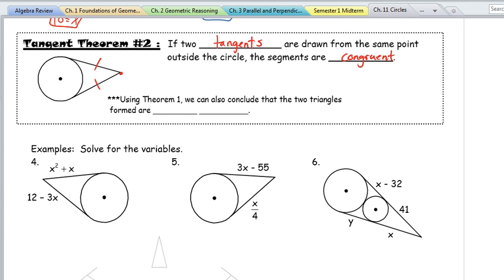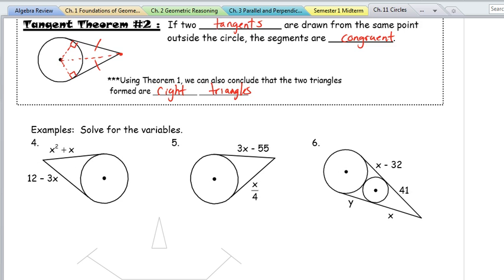Using theorem 1, we can also conclude that the two triangles formed are right triangles, and I'll show you how that happens here. So if we were, again, to connect this to our radius, right angle, here's a triangle working down the middle. Again, we might use that going forward, but the main idea is it makes a 90-degree angle, and they are congruent to each other if they're drawn from the same point.